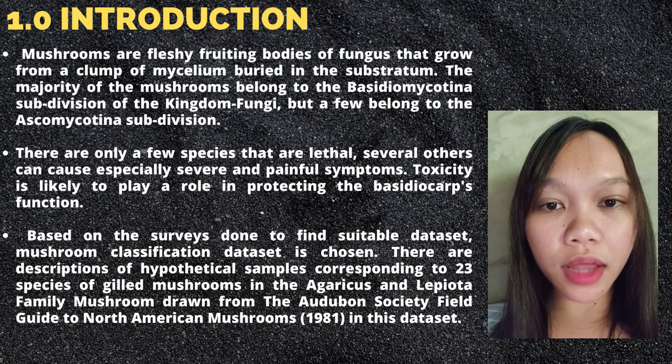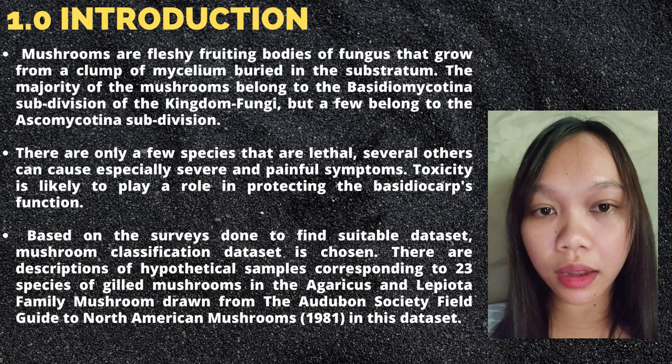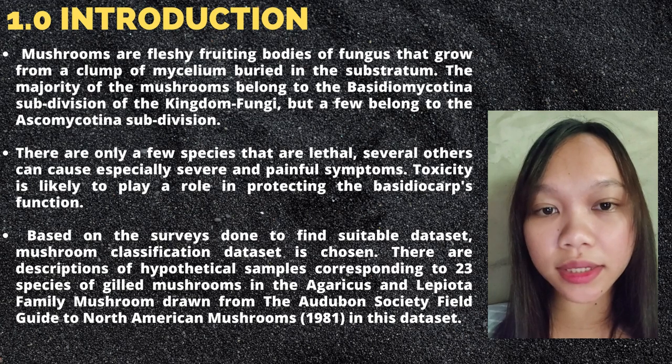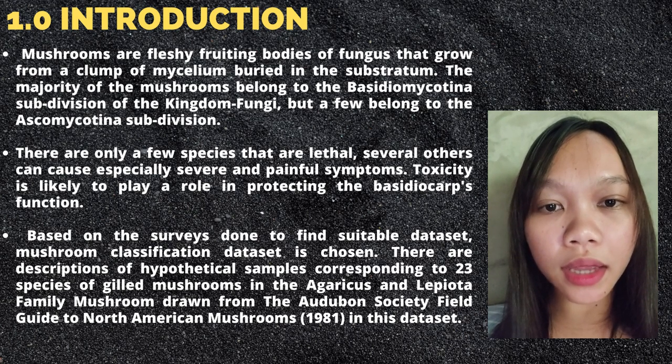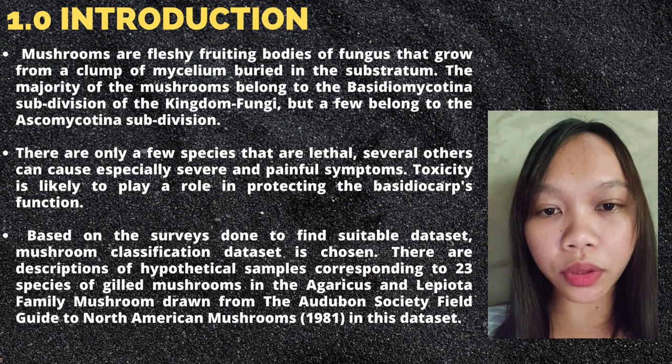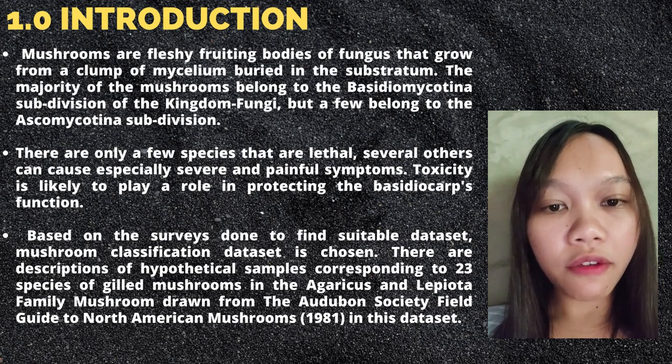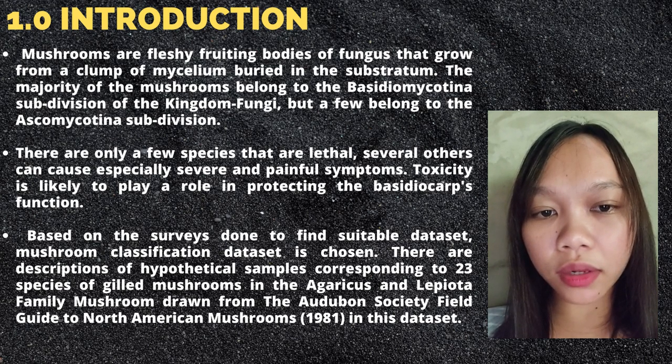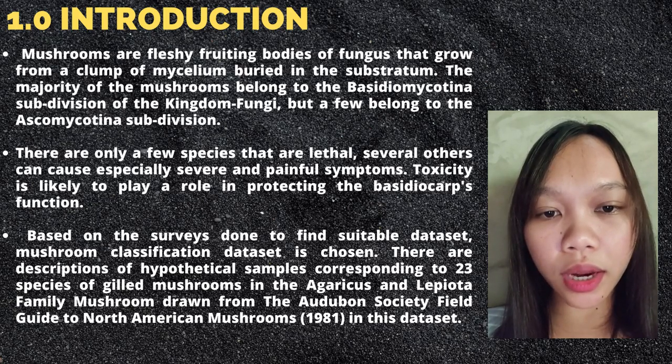Toxicity is likely to play a role in protecting the basidiocarp. Based on the survey done to find a suitable dataset, the mushroom classification dataset is chosen. There are descriptions of hypothetical samples corresponding to 23 species of gilled mushrooms in the Agaricus and Lepiota family of mushrooms, drawn from the Audubon Society Field Guide to North American Mushrooms, 1981, in the dataset.